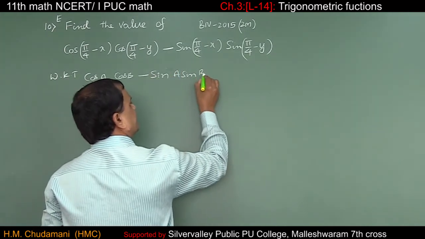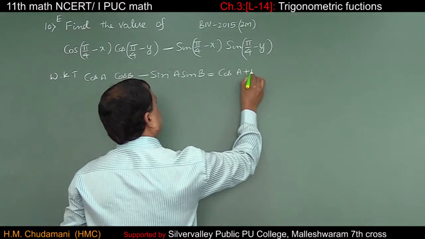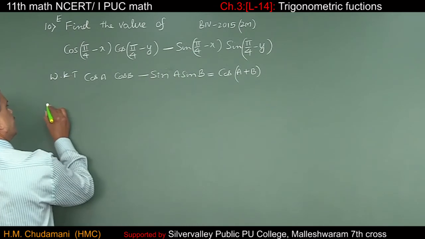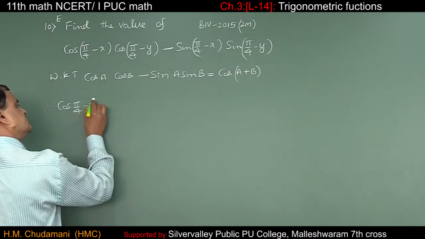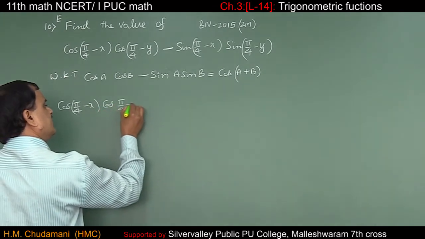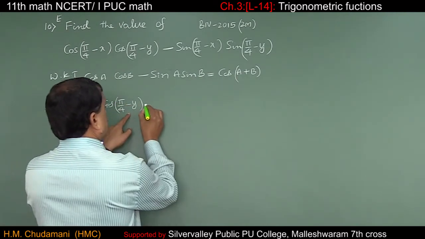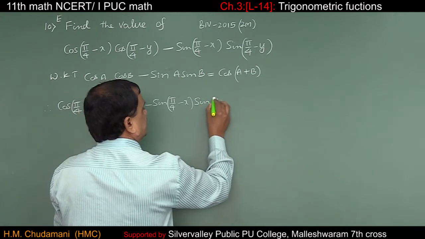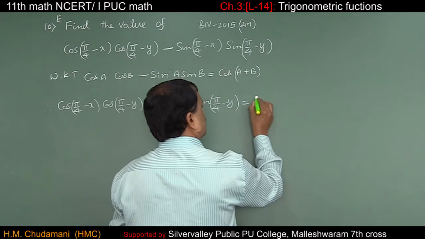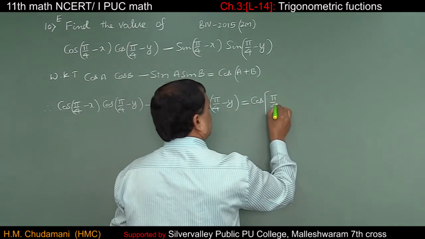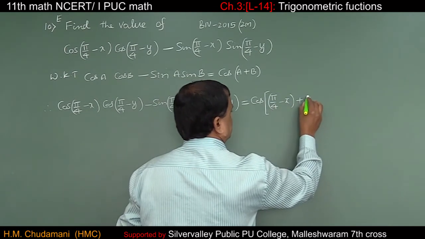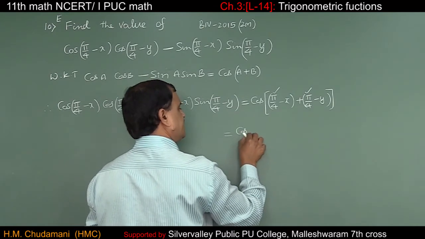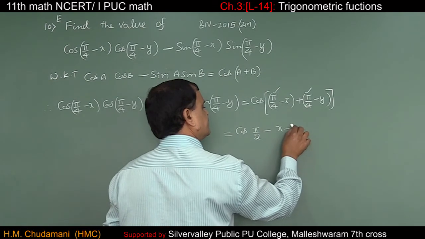Cos A cos B minus sin A sin B is equal to cos of A plus B. So therefore, cos of (π/4 − x) into cos of (π/4 − y) minus sin of (π/4 − x) into sin of (π/4 − y) is equal to cos of A plus B. A means what? π/4 − x plus π/4 − y. π/4 plus π/4 means 2π/4, 45 plus 45, 90 degrees, minus x minus y.